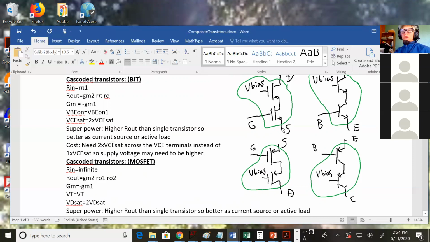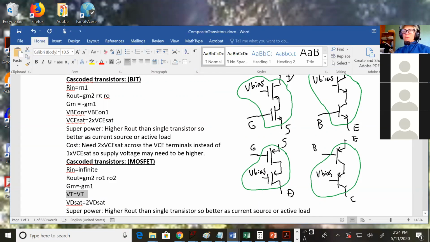What voltage do you need to make the NMOS cascoded transistor turn on, to start it conducting? A VBE on. That's for a BJT, so that's exactly right for an NPN version. So it's VT, the threshold.